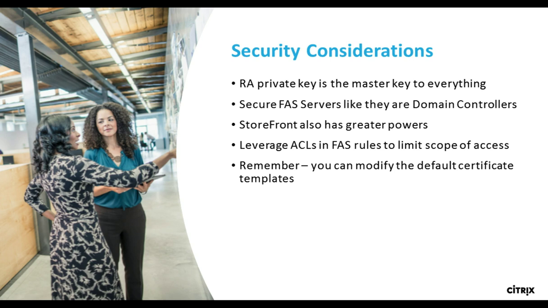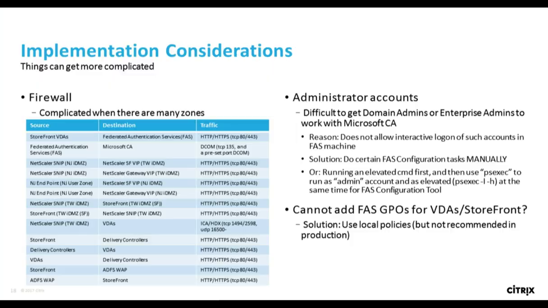In this case, we also want to leverage any sort of ACLs that we have, and there are FAS rules that are available to limit the scope of access, so basically lock down the box with ACLs. And remember that you can modify the default RA certificate templates as well. So if you wanted to change the type of certificate that's available, you certainly can go ahead and do that. Usually it's something we don't do. We usually set it right the first time, and we don't have to mess with it after that.